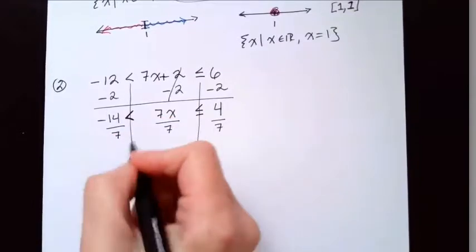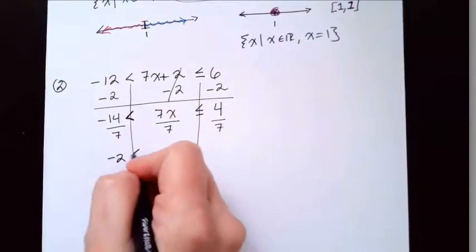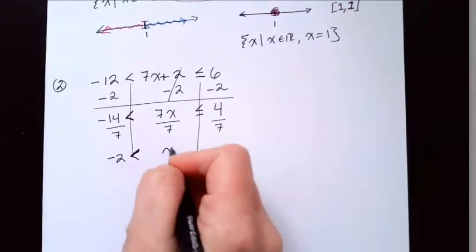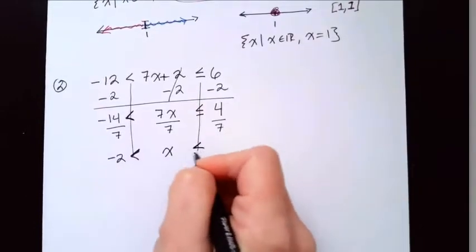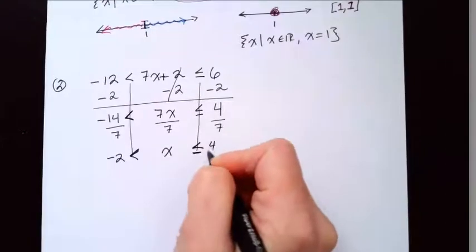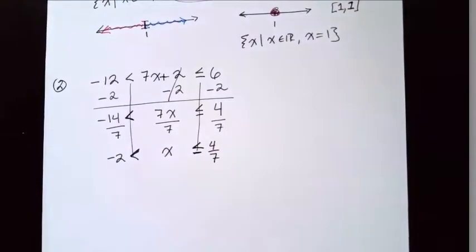-14 divided by 7 is -2, which is less than x, which is less than or equal to 4/7. I can't simplify that. So because the inequalities were already joined, the overlap has already been done for us. We can go ahead to the graph.